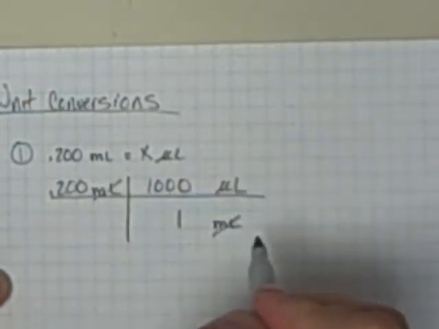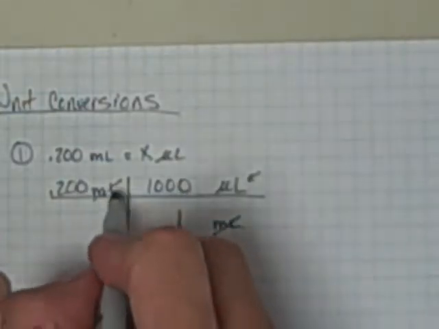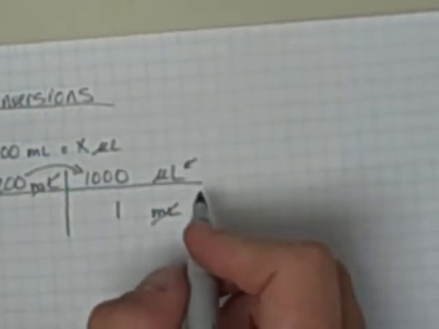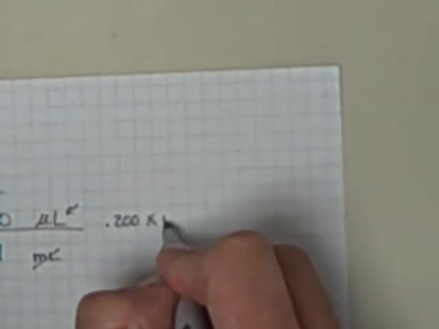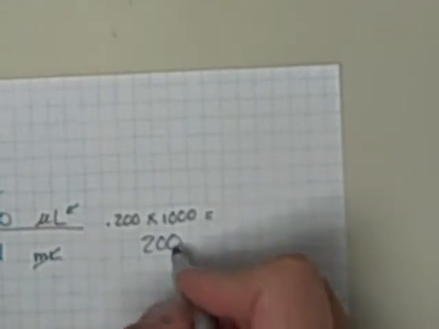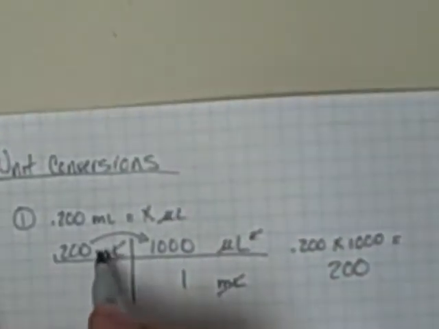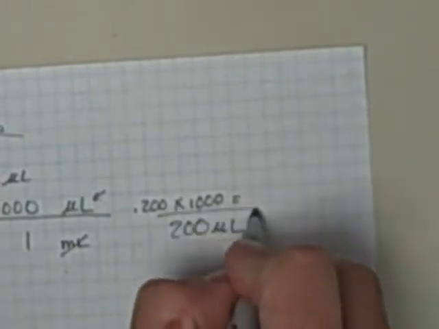My units cancel out for the milliliters. I'm left with microliters, which is what I'm going for. If I do the math across the top, I end up with 0.2 times 1,000. When I do that, I get 200. The milliliters canceled away, so what I'm left with is just microliters.